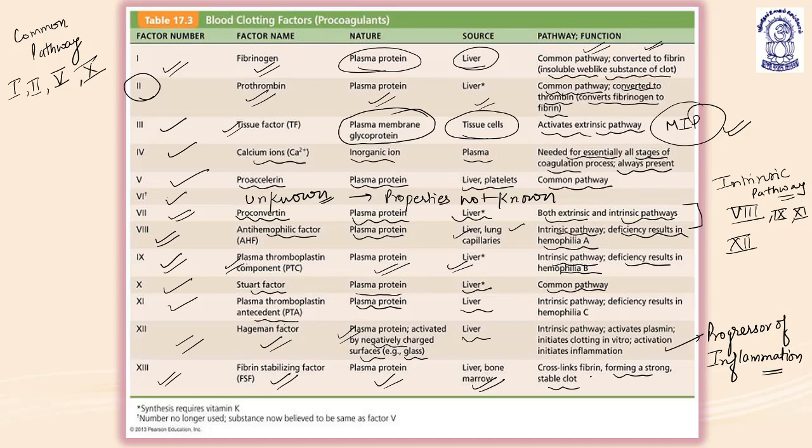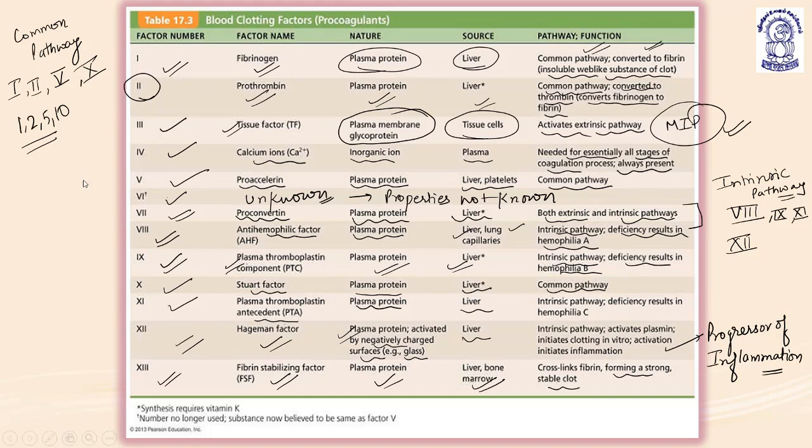Factor number 6, its properties are basically not known, but it is believed that it behaves as factor number 5. So common pathway: factors 1, 2, 5, 10. Intrinsic pathway: 8, 9, 11, 12. Factor number 3, extrinsic pathway. Factor number 7, both extrinsic and intrinsic pathway. Understood?